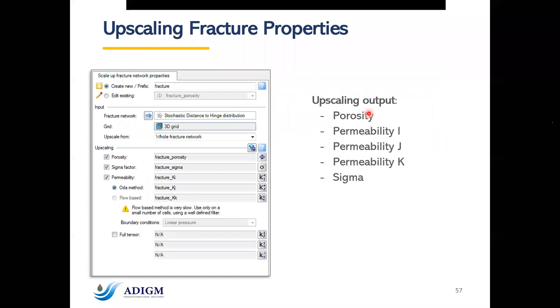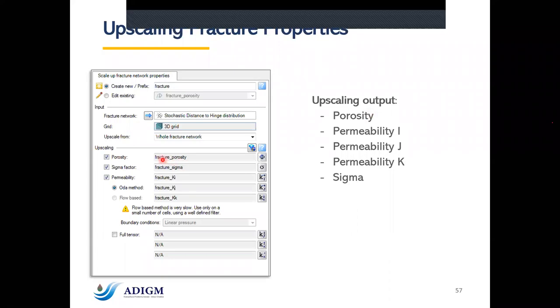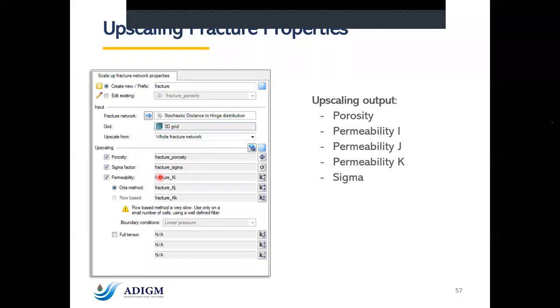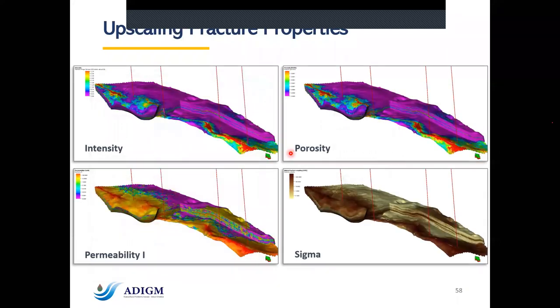This is just one snapshot example of how we upscale to get the fracture properties. The output of this upscaling process is that we will get a fracture porosity, we will get a sigma factor, and we will get the fracture permeability in three directions, I, J, and K. So we will get these properties.